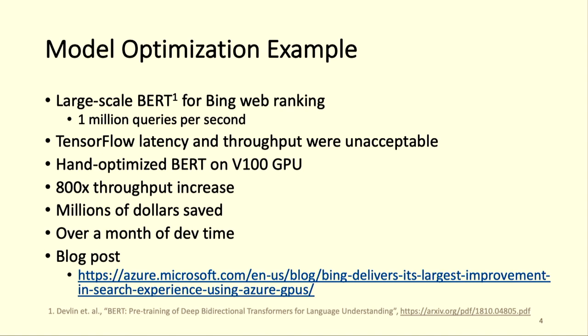So we took the time to hand optimize this model on an NVIDIA V100 GPU. We ended up getting an enormous throughput increase, and it moved this model from an unshippable state to a shippable state. We ended up saving millions of dollars in the process. The catch was it took over a month of dev time. And given the number of customers that our service serves, it doesn't really make sense to spend the time to hand optimize all of these models.